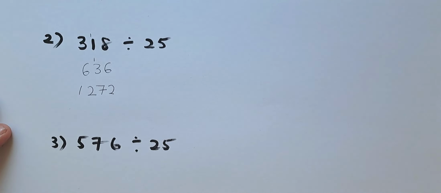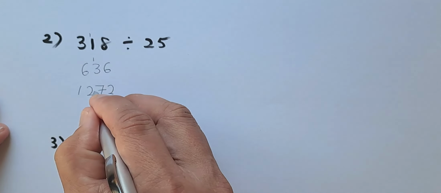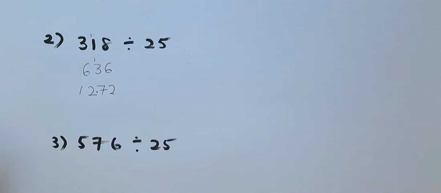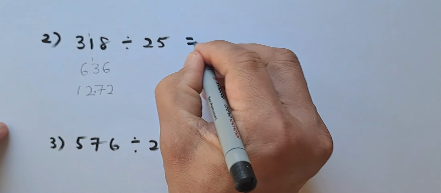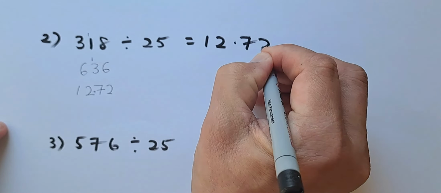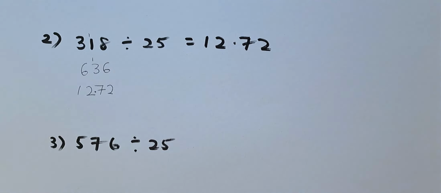And then the next step, we need to move the decimal point twice from the right to the left. So you move 1, 2, and the answer is 12.72. So that is how easy it is. So 318 divided by 25, the answer is going to be 12.72. And now we do the last example.